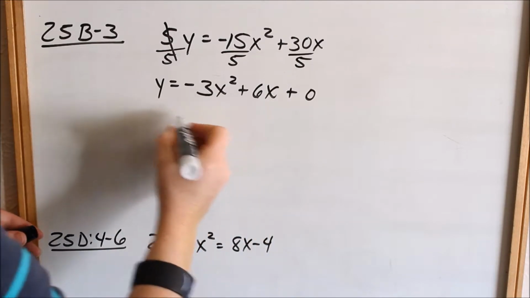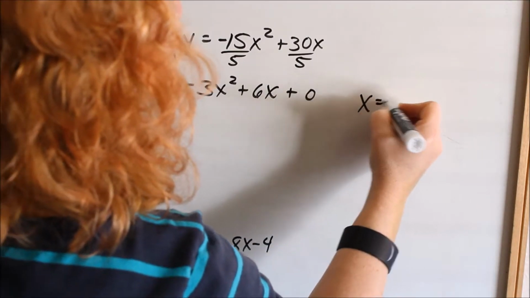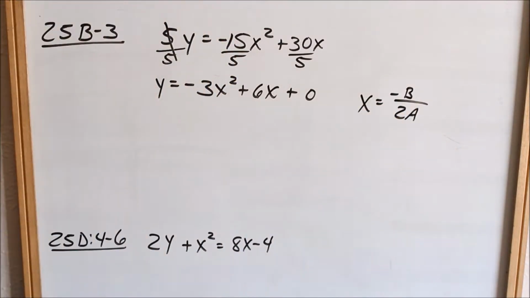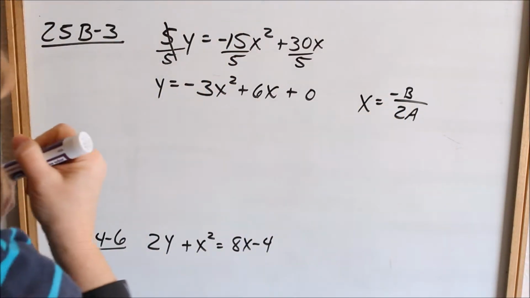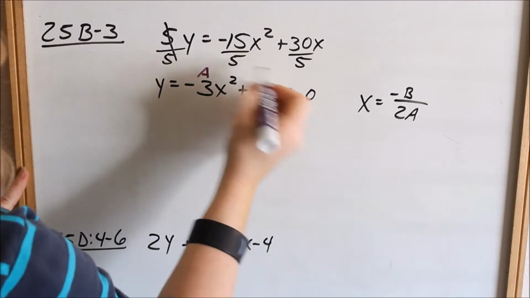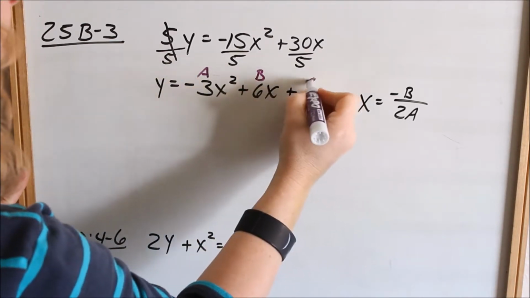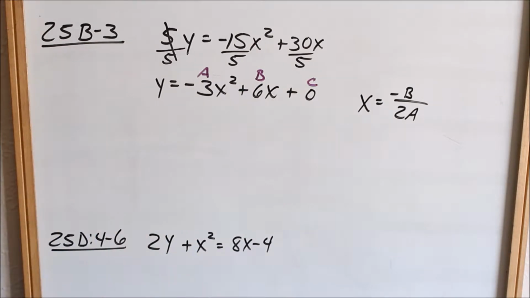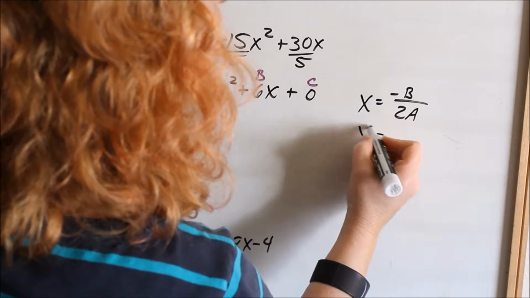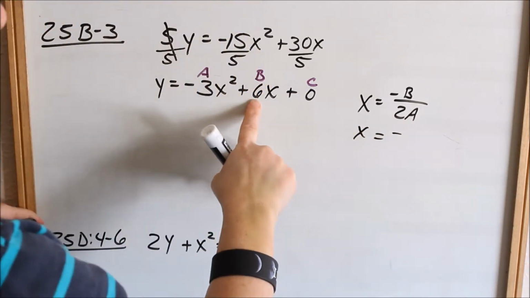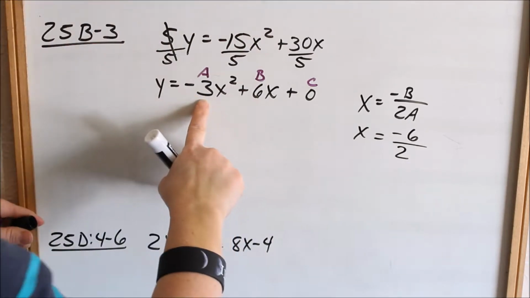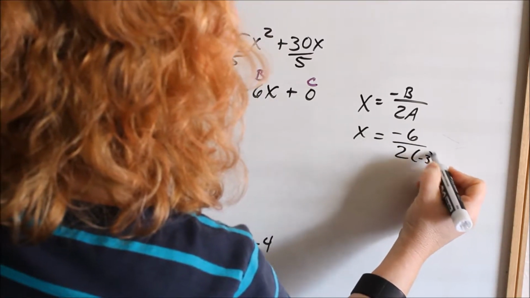So we use the formula x equals -b/2a to determine your axis of symmetry. Once you have it in standard form, or general form, this is your a, b, c. So now I can plug my values into my formula. x equals b is a +6, all over 2 times a, and a is -3. Keep up with your negatives.